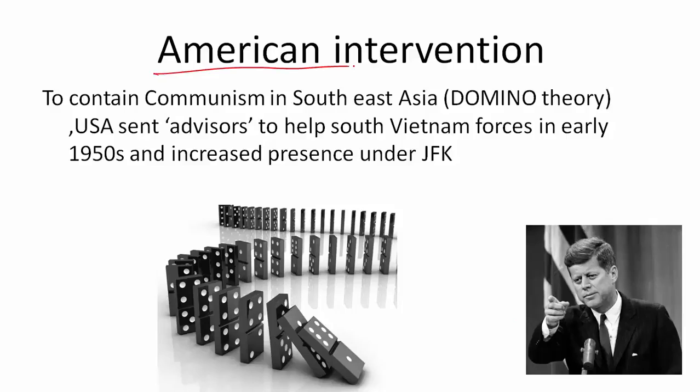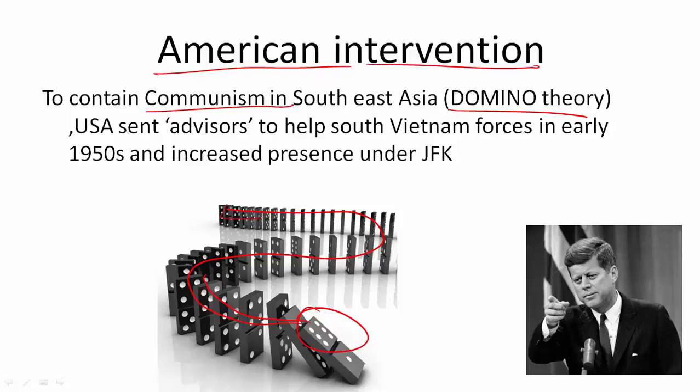Now why did America intervene? The reason was communism. America was frightened by communists, by the USSR, and they said that if South Vietnam is allowed to fall into communist hands, according to the domino theory, all the neighboring countries will slowly fall, like dominoes. If South Vietnam turns communist, then Laos, Cambodia, Thailand, Malaysia, all these Southeast Asian countries can become communist. So this was a risk.